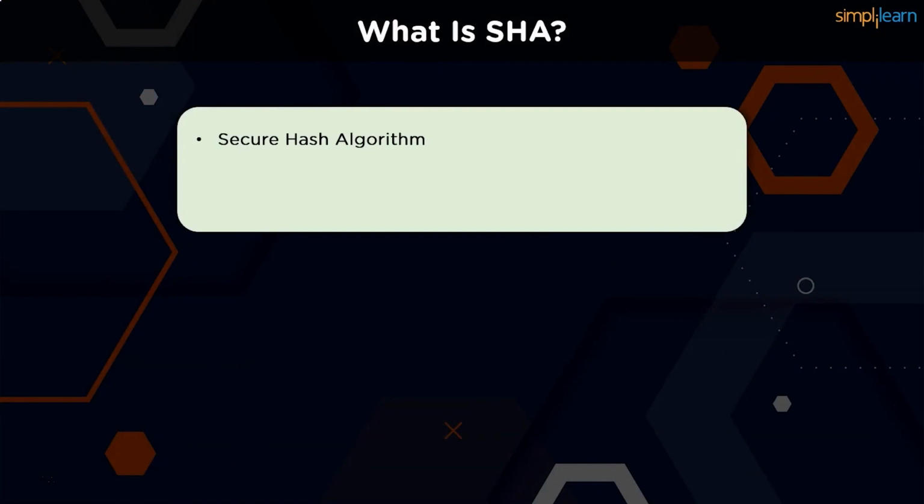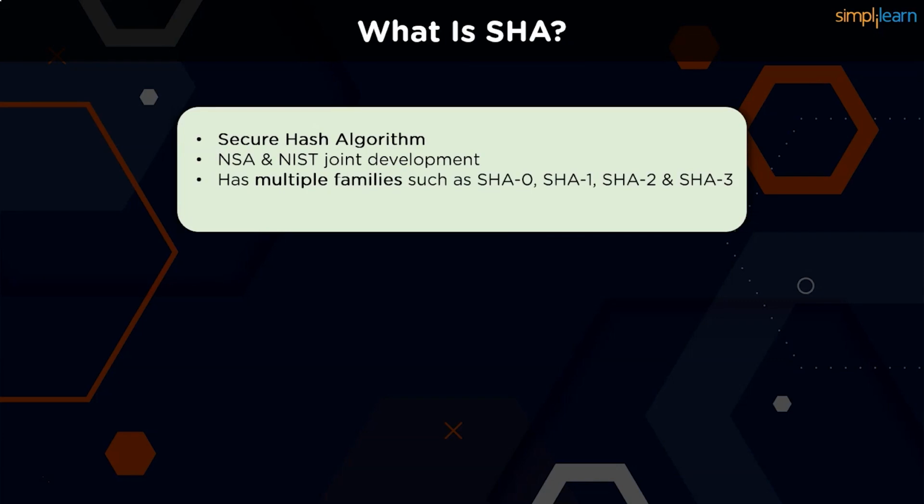The SHA Hash Algorithms are a family of cryptographic hash functions that are published by the National Institute of Standards and Technology along with the NSA. It was passed as a Federal Information Processing Standard, also known as FIPS. It has 4 different families of hash functions.